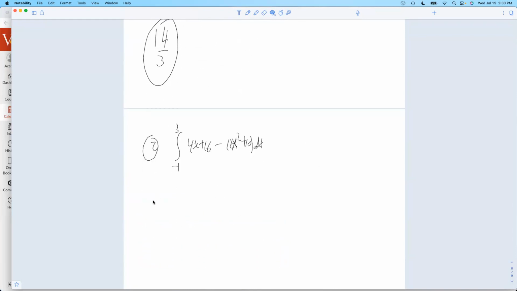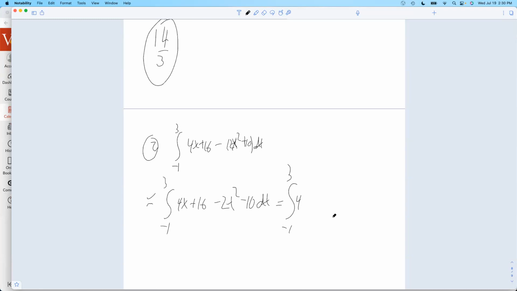All right, let's clean this guy up first. This would be the integral from -1 to 3 of 4x plus 16 minus 2x squared minus 10 dx. I'm sure you can see there's a lot of places you could make a silly mistake in these. I hope I'm getting them right.